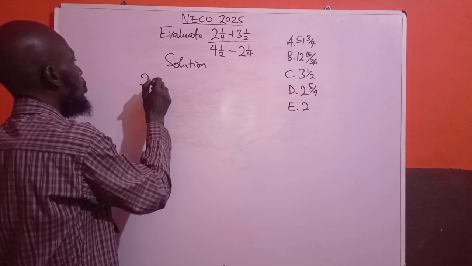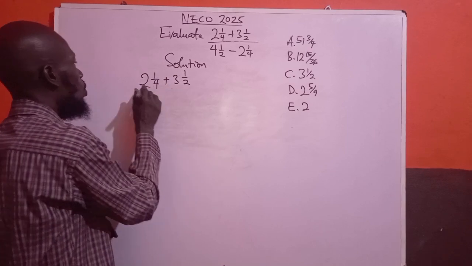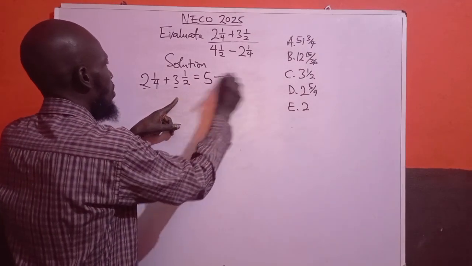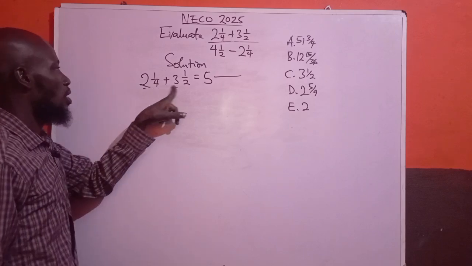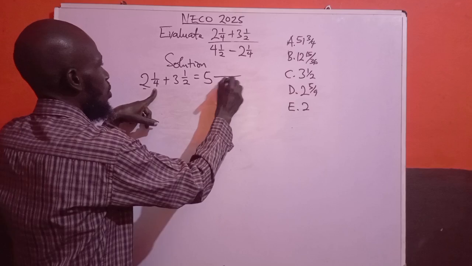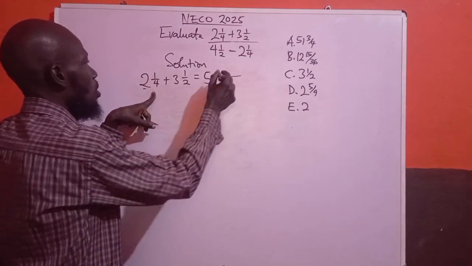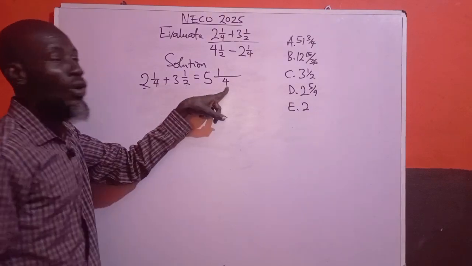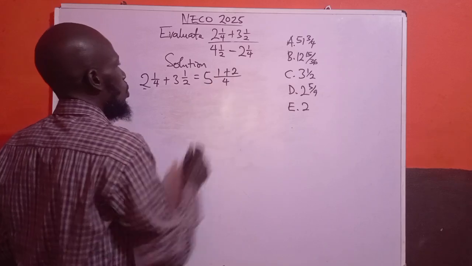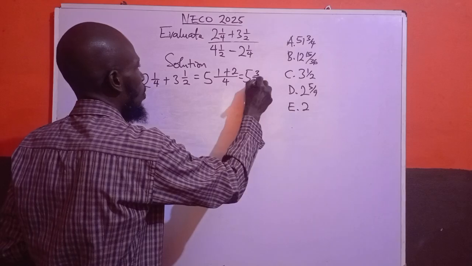So 2 whole number 1 over 4 plus 3 whole number 1 over 2. The whole numbers there, we can add together. We have 2 plus 3, that's 5. Then for the fractional parts, the LCM of this is 4. That's the common denominator. So 4 in 4, that's 1. 1 times 1, 1. Then 2 in 4, that is 2. 2 times 1, that is 2. So this will give us 5 whole number 3 over 4.